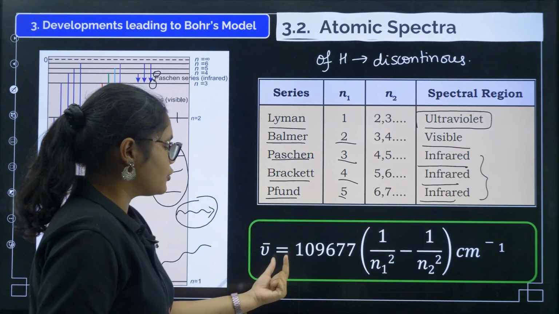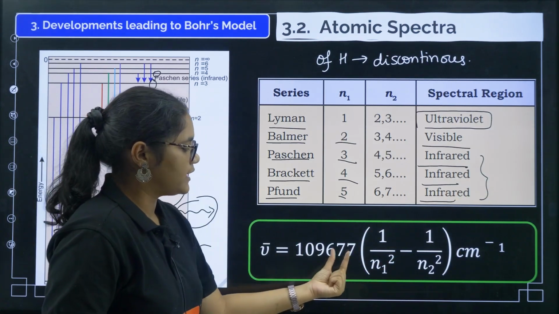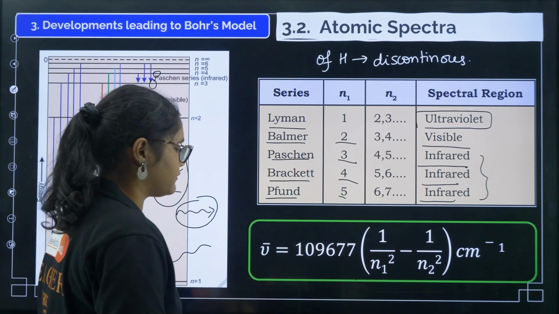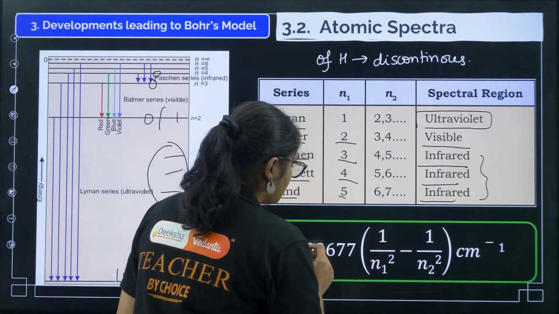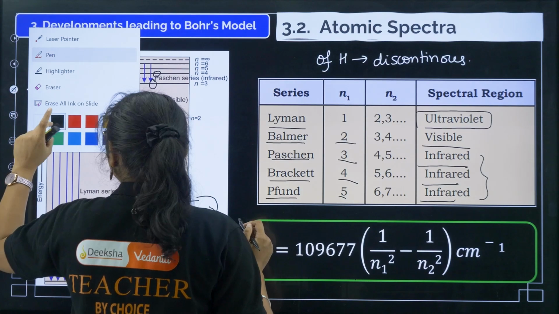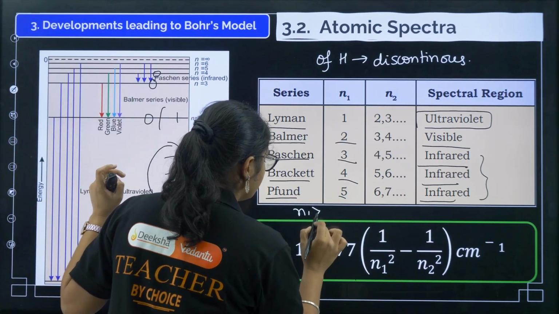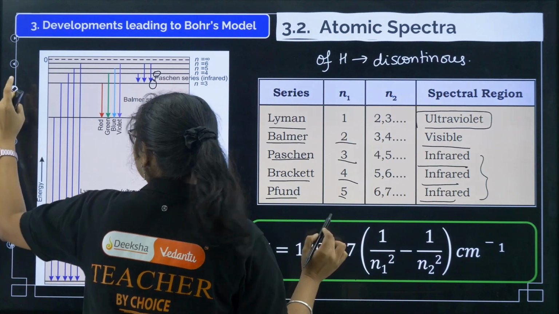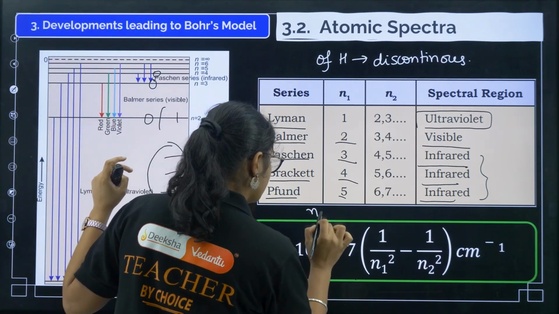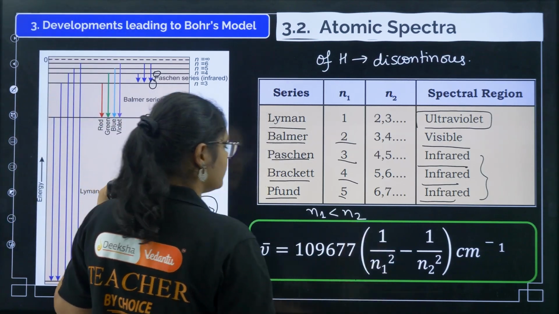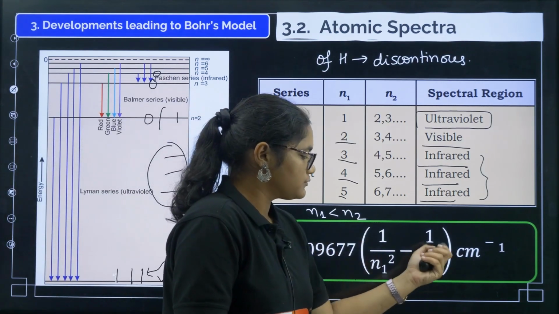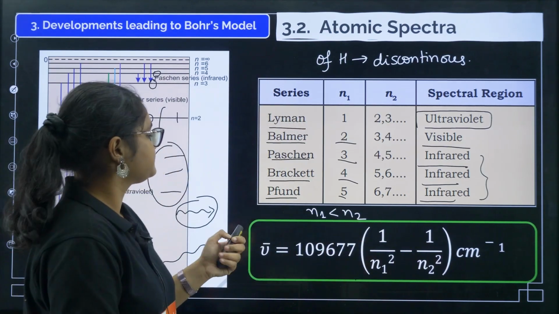Now how to calculate? Here we have the formula 109677 into 1 by n1 square minus 1 by n2 square. We will do a question, and when you do a question it will be more clear. So what is n1 here? You should remember here that n1 should be less than n2. So 109677 into 1 by n1 square minus 1 by n2 square.